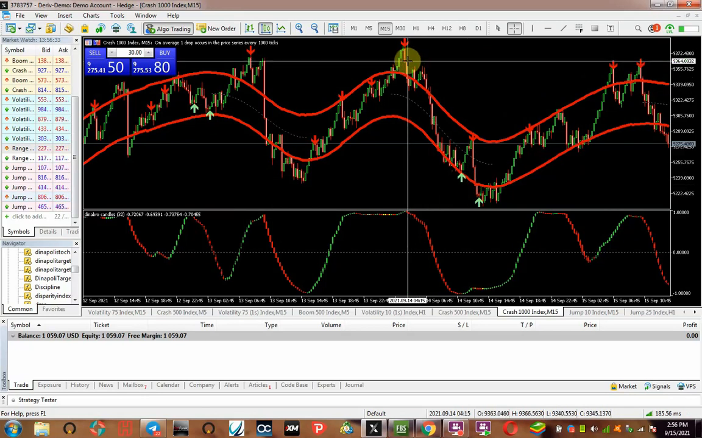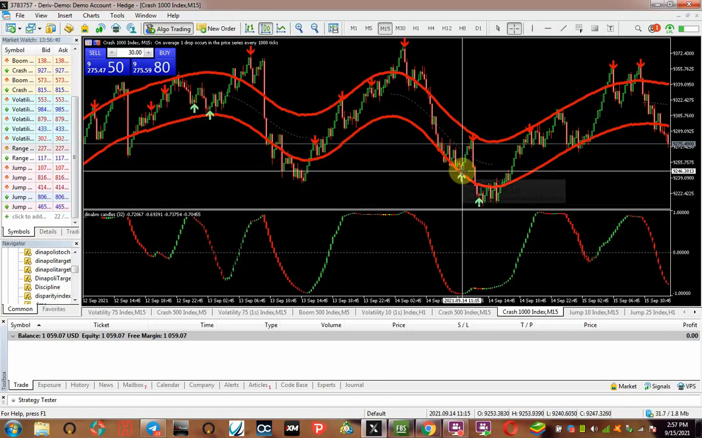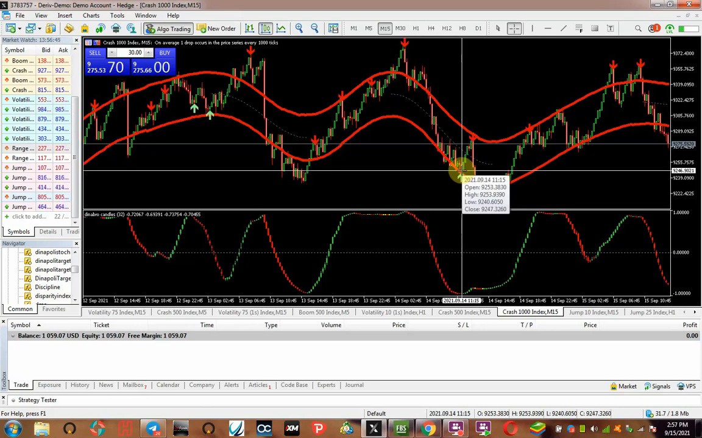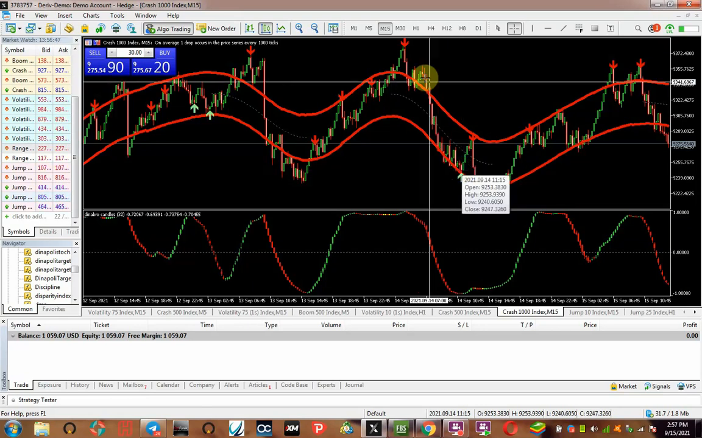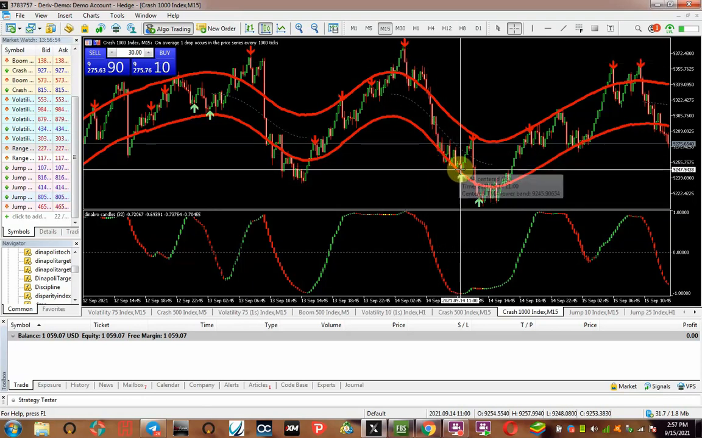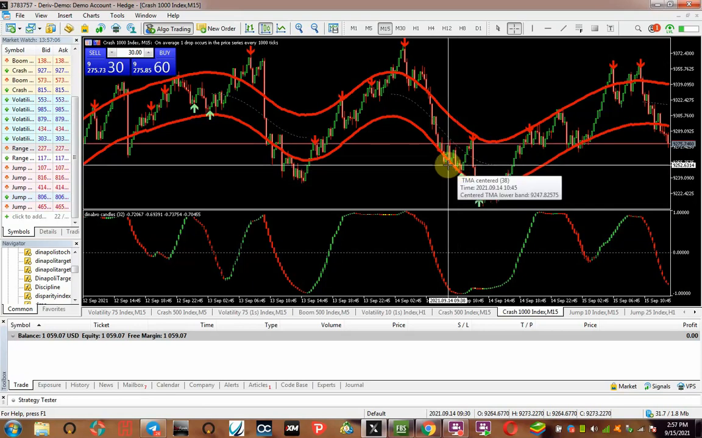From here you make your entry, 9364. Then the market came all the way down, touching this spot here, to 9247. That is 1,200 pips again. That is $24 with the lowest lot size.